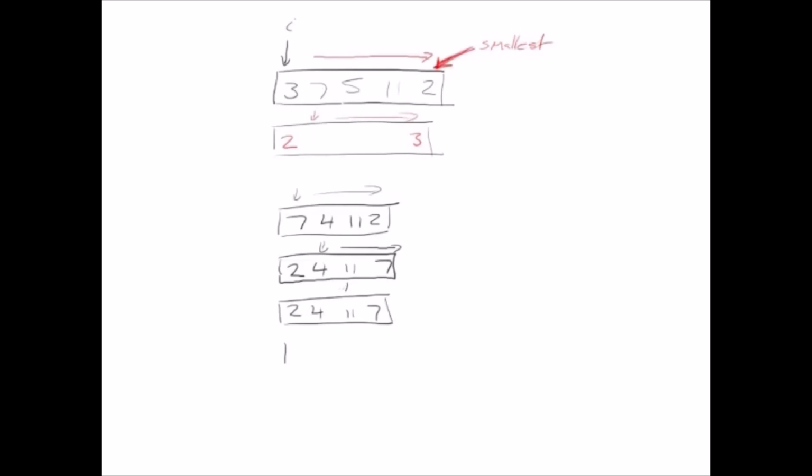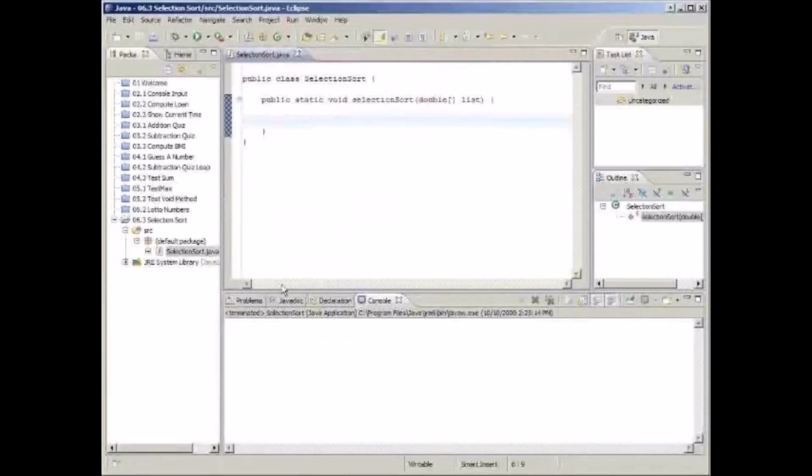And we end up with i here. Now, we loop through this again, and you can see that 7 needs to be swapped with 11, so it does that. So 2, 4, 7, 11, and then we're finished. So that's how selection sort works. How do we implement this in code?